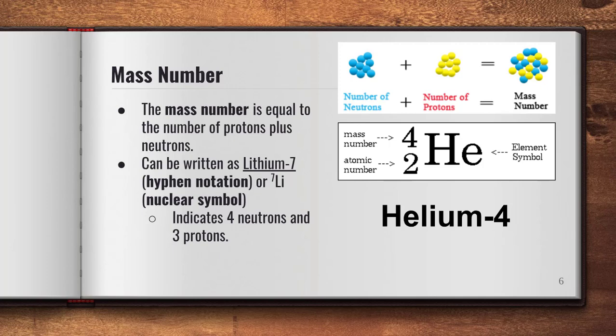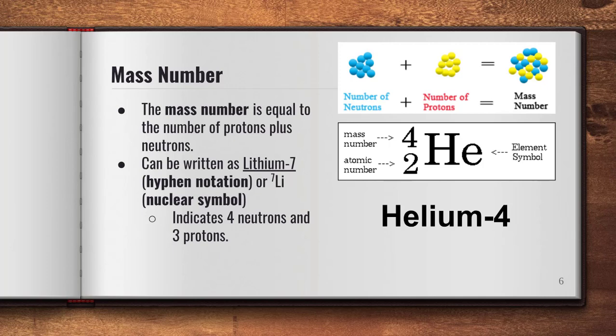This can be written a couple different ways. It can be written as lithium-7, which is hyphen notation, or 7Li, which is the nuclear symbol. That indicates that lithium has 3 protons, again because it's lithium, and since the mass number is 7, it must have 4 neutrons because 3 plus 4 is equal to 7.